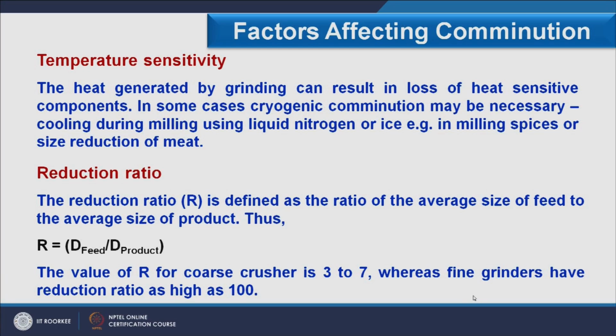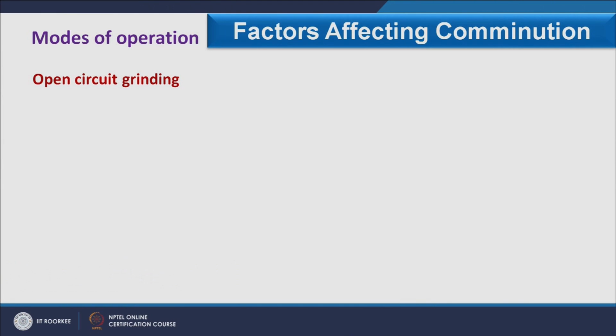The value of R, that is the reduction ratio, for a coarse crusher is 3 to 7, whereas for fine grinders the reduction ratio is up to 100. Now, another factor is the mode of operation, the way we operate the comminution process. The first is open circuit grinding.